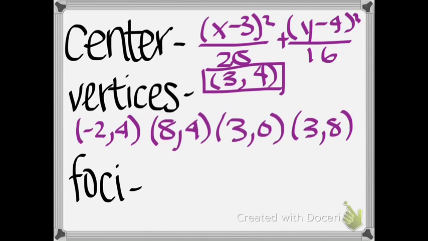Since we know our center is (3, 4), and the value of c is 3, then our foci will be (h minus c, k), which is (0, 4), and (h plus c, k), which is (6, 4).